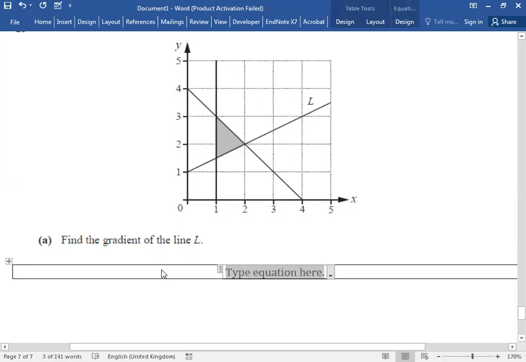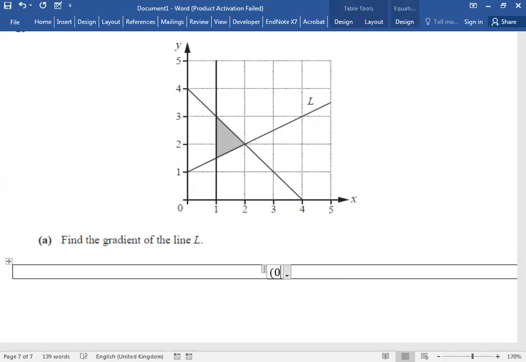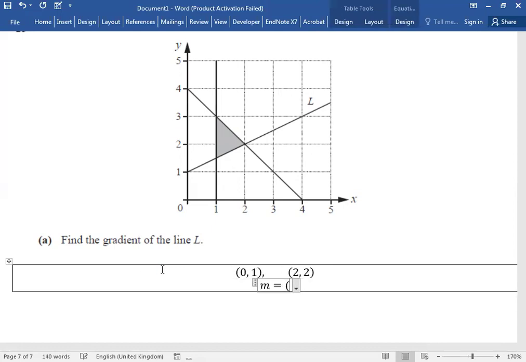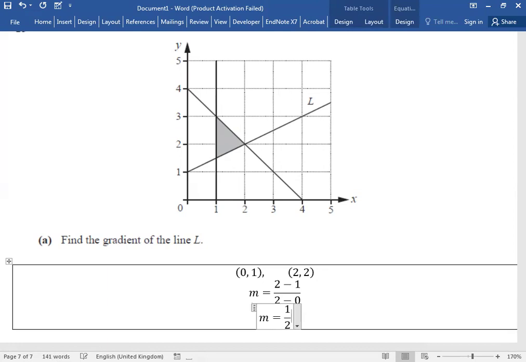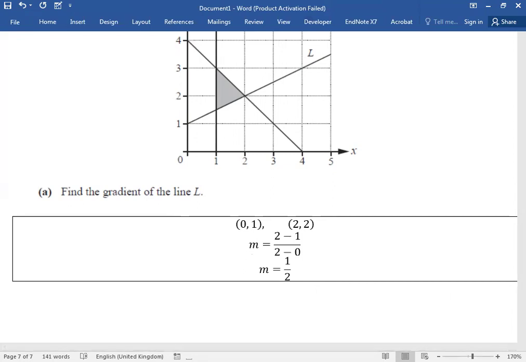Another way to do it is to take the actual coordinates, 0, 1, and another coordinate, 2, 2, and find the gradient, y2 minus y1 upon x2 minus x1. One point is 0, 1, the other point is 2, 2. You can take any other point as well. Right? So this is your gradient of the line.